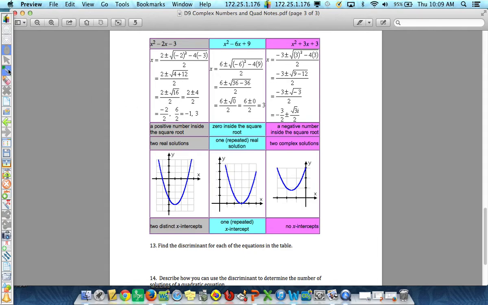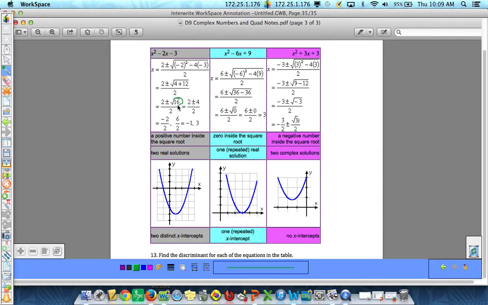That's our discriminant right here. b squared minus 4ac produced a positive number, 16. And we ended up with two real solutions. Notice those are your x-intercepts, negative 1 and 3, two distinct ones. In the second equation, when you did the quadratic formula, you had a 0 under the square root, which resulted in one real solution. We call that a repeated solution.